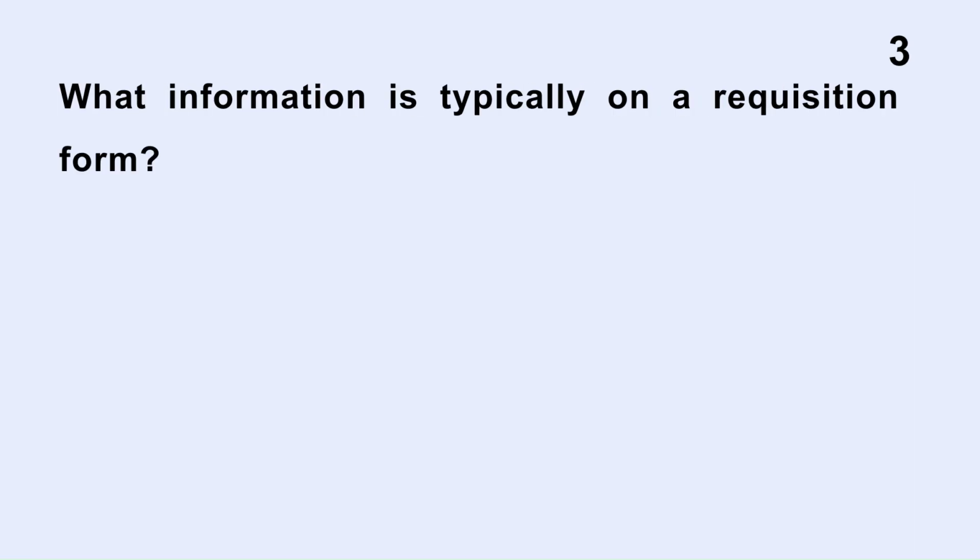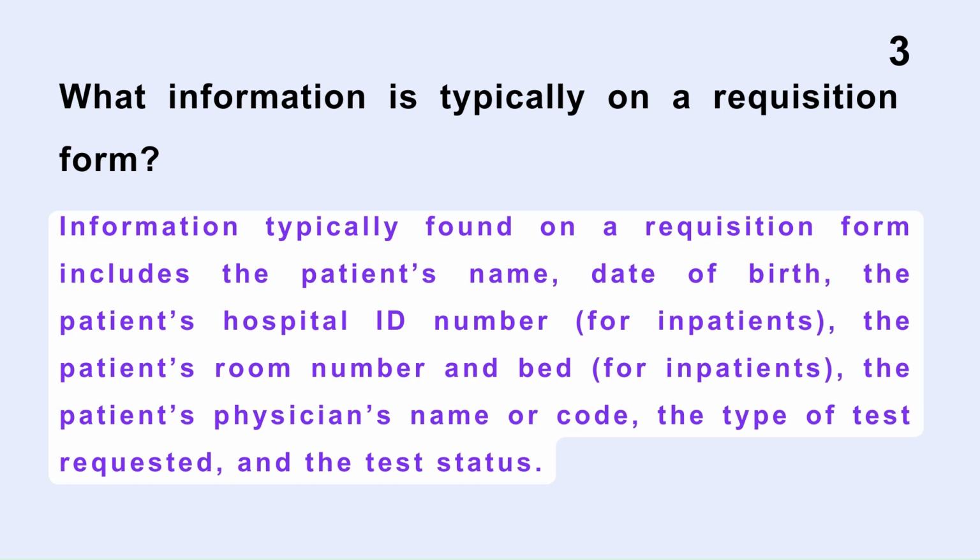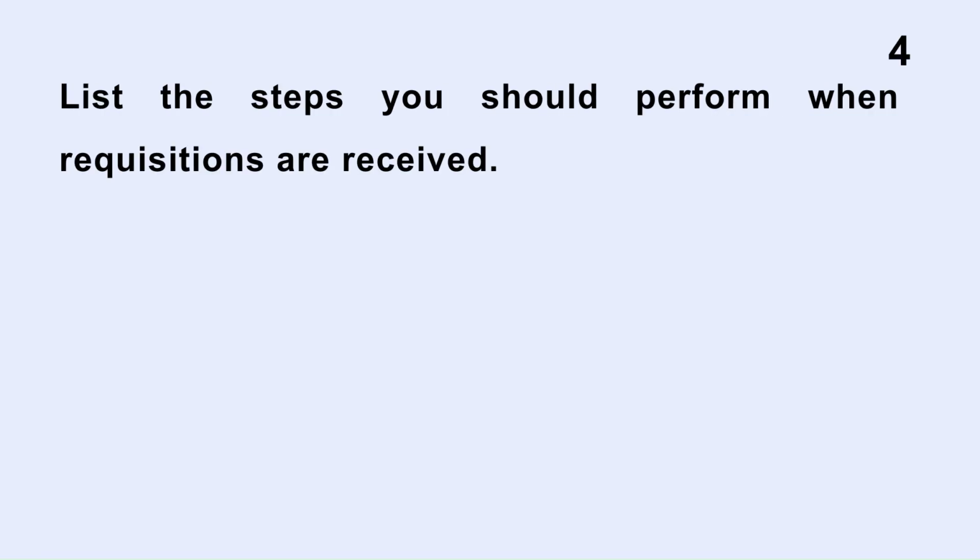Number 3. What information is typically on a requisition form? Information typically found on a requisition form includes the patient's name, date of birth, the patient's hospital ID number for inpatients, the patient's room number and bed for inpatients, the patient's physician's name or code, the type of test requested, and the test status.